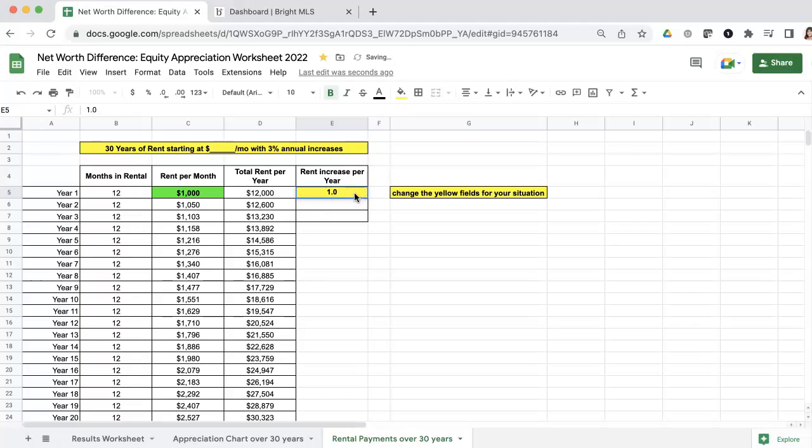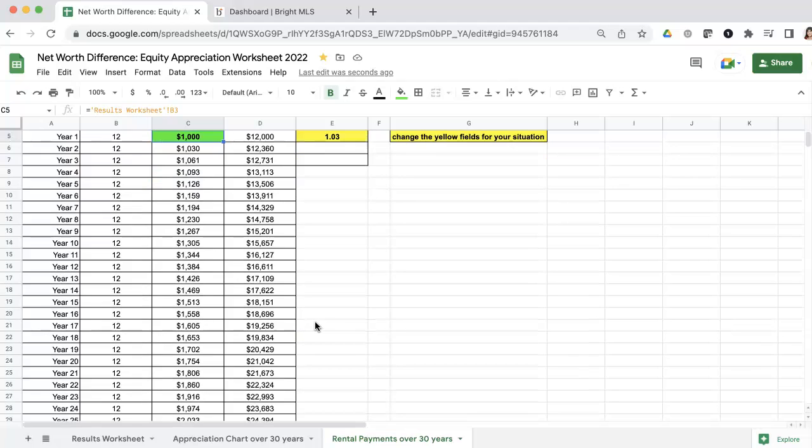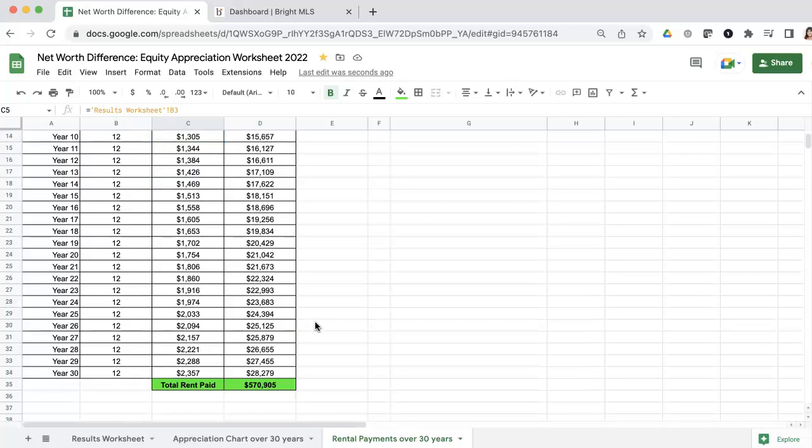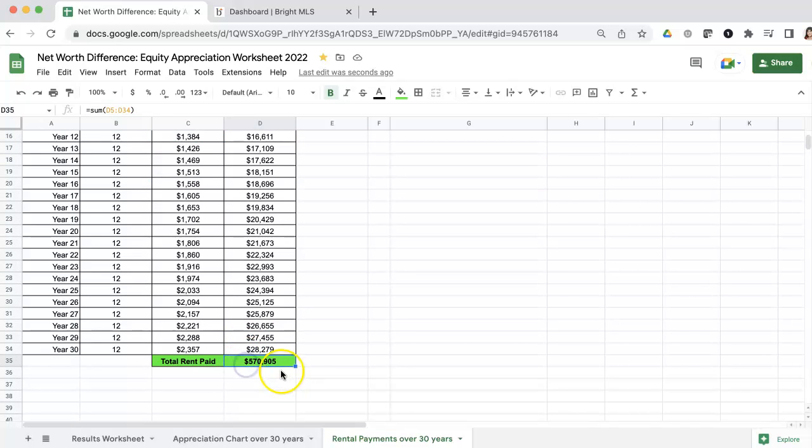But I think it's more powerful to use 3% for rental increases and 4% appreciation, just to show how powerful compound interest is. Because you would think 360 payments of $1,000 is $360,000 over 30 years. But if you have 3% annual increases, which is totally reasonable, you'll have paid $570,000 over 30 years. That is $210,000 more because of those increases than a straight up $1,000 monthly payment.